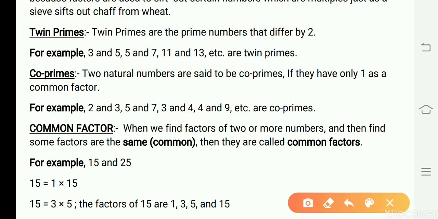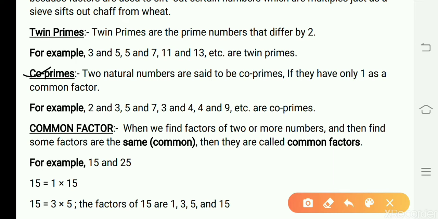Next is twin primes. Twin primes are prime numbers that differ by 2. For example, 3 and 5, 5 and 7, 11 and 13, etc. are twin primes because the difference between these two numbers is 2. Like 3 plus 2 gives 5, so 3 and 5 are twin primes. Same as 5 and 7 and 11 and 13.